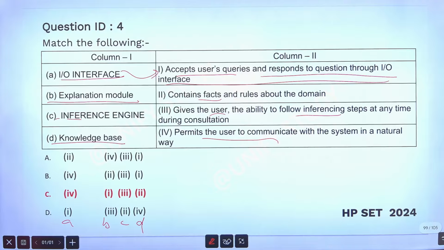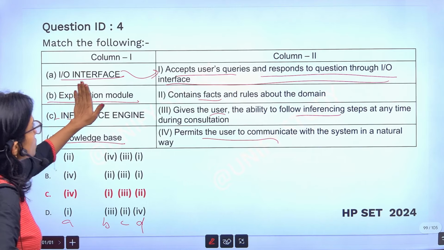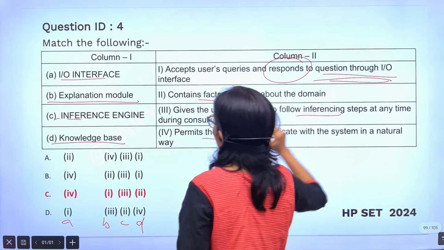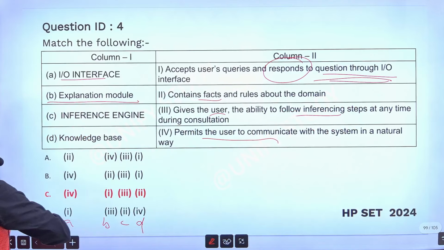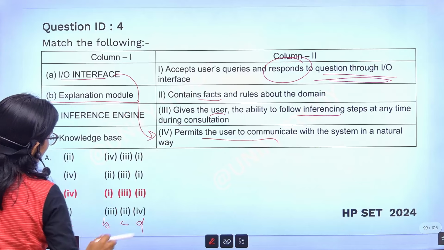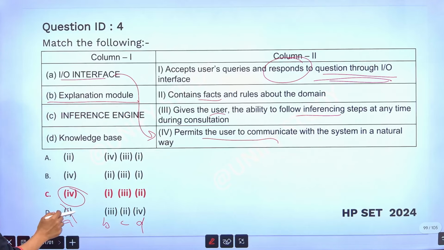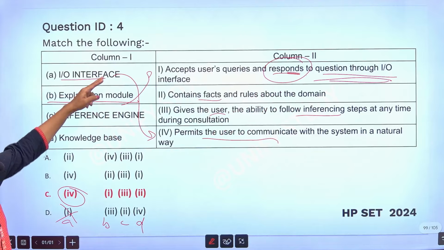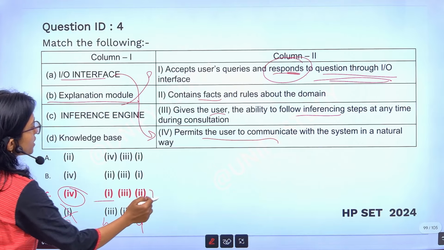To accept user queries and respond to the question, that is the IO interface. No, this is only correct. It is responding to the question. That's why A will be with 4. This is not the answer. And then the explanation module. Explanation, because it is responding and it is explaining. That's why B with 1. That's why your answer is this one.